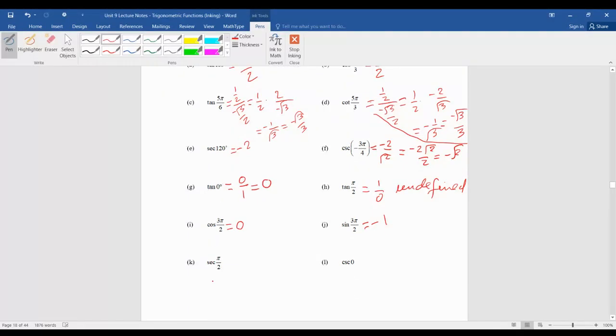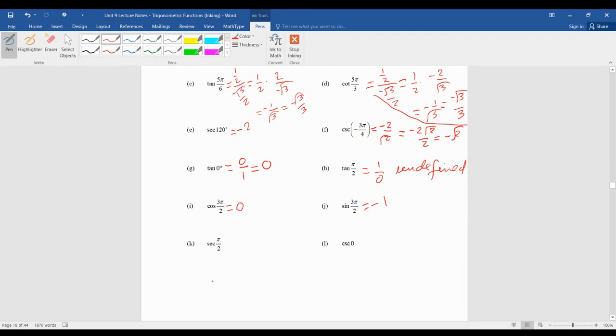Secant pi over 2, well, secant is a reciprocal of cosine. Cosine pi over 2 is 0. The reciprocal of 0 is undefined. So we can say it's undefined because the reciprocal of 0 is undefined.